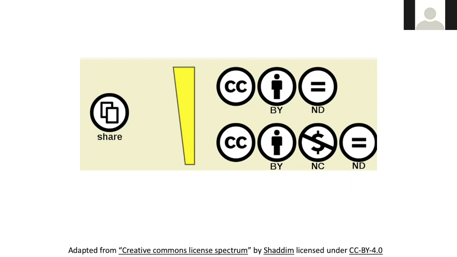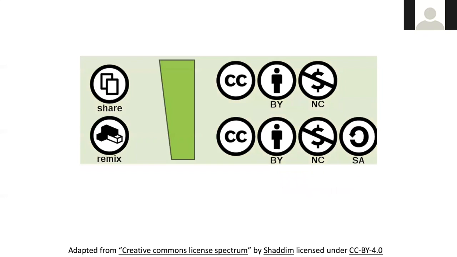Works with no derivatives licenses don't meet the definition of open that's used for open educational resources or open sources of information like Wikipedia. This is because they don't allow adaption of the work, which is a key aspect of open. 2 licenses that do allow adaption and remixing, but don't allow commercial use, are the Attribution Non-Commercial Share Alike license, or BY-NC-SA, and Attribution Non-Commercial license, or BY-NC.